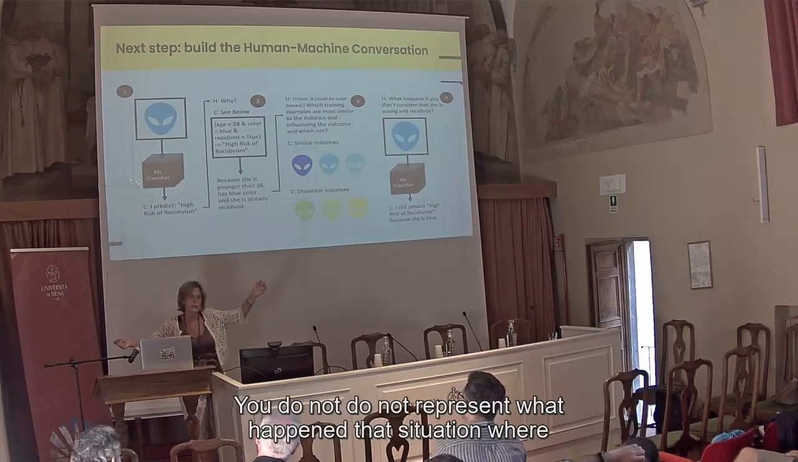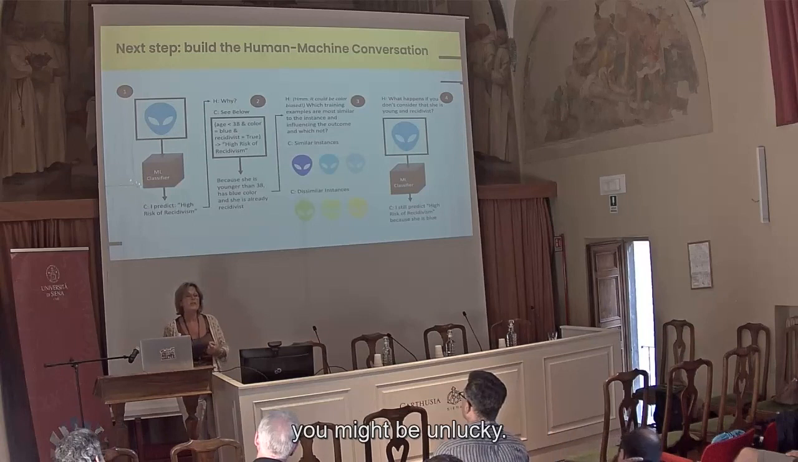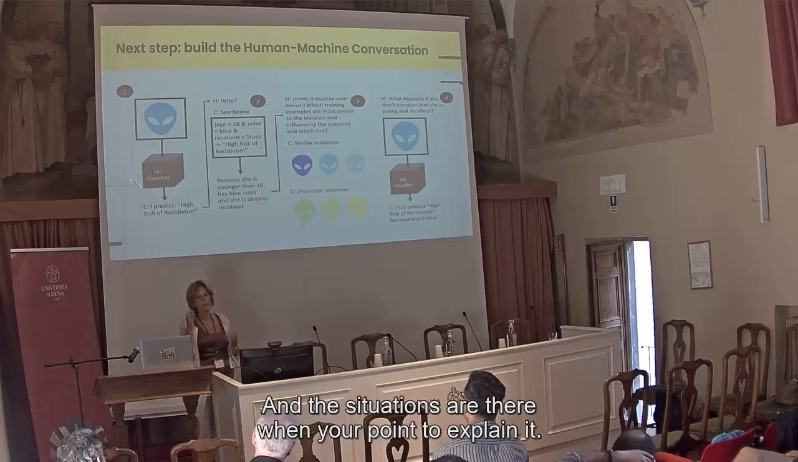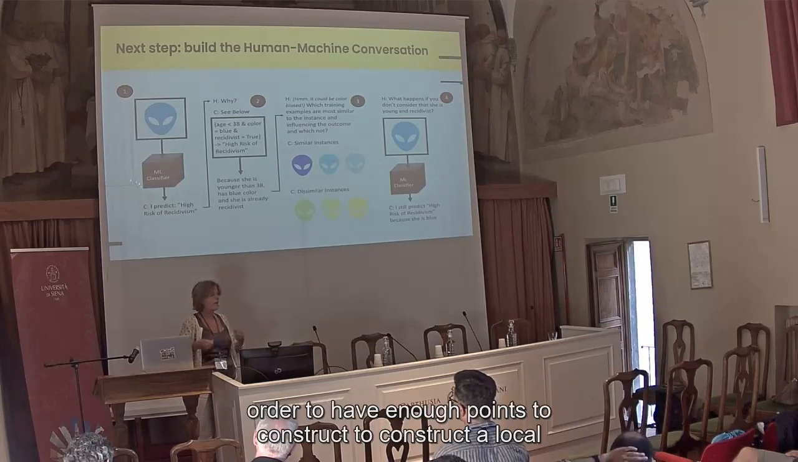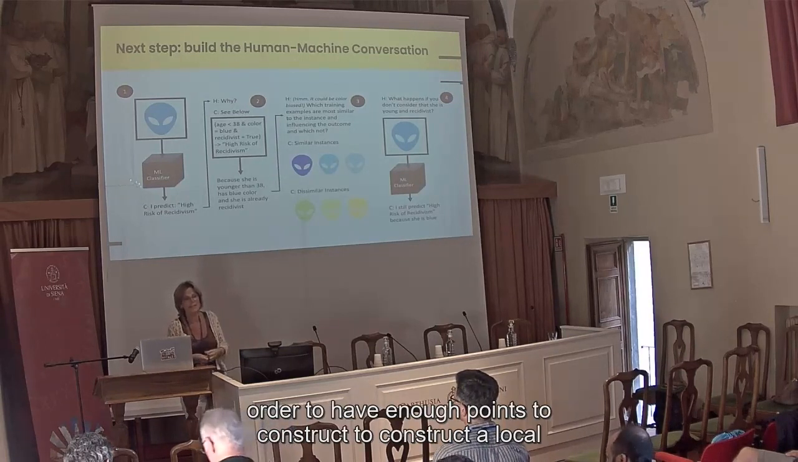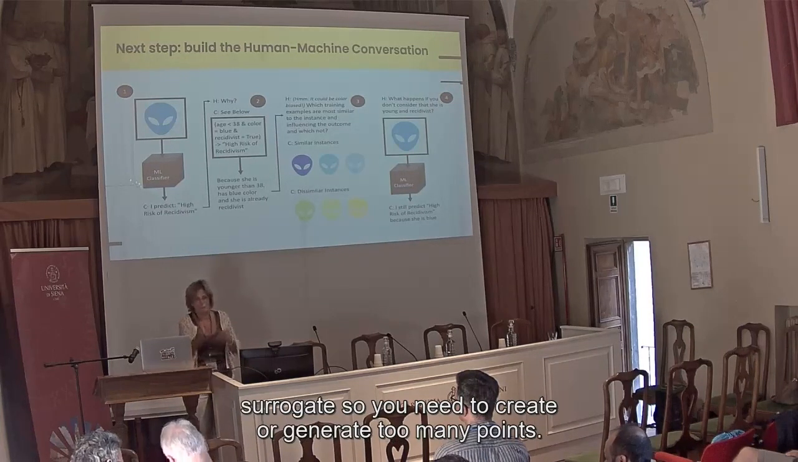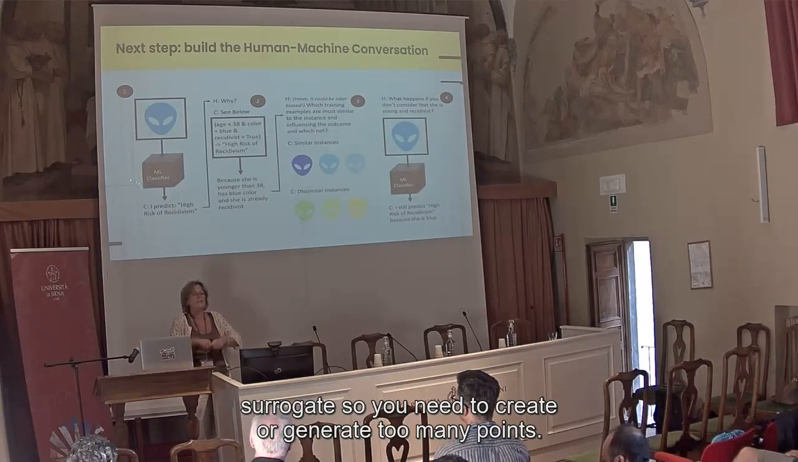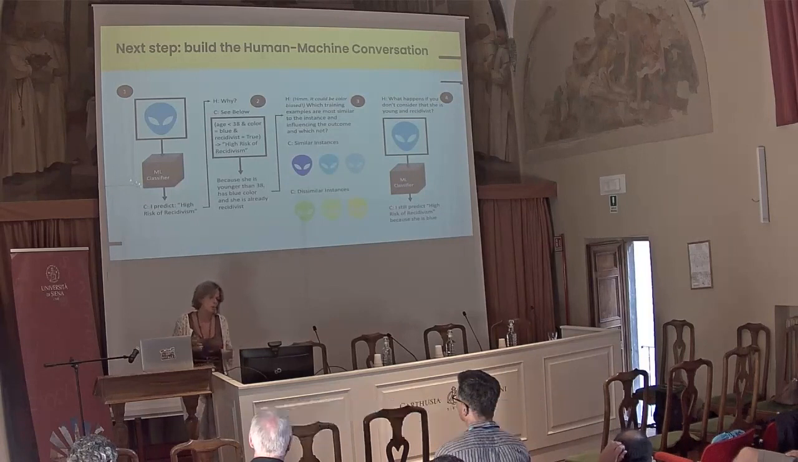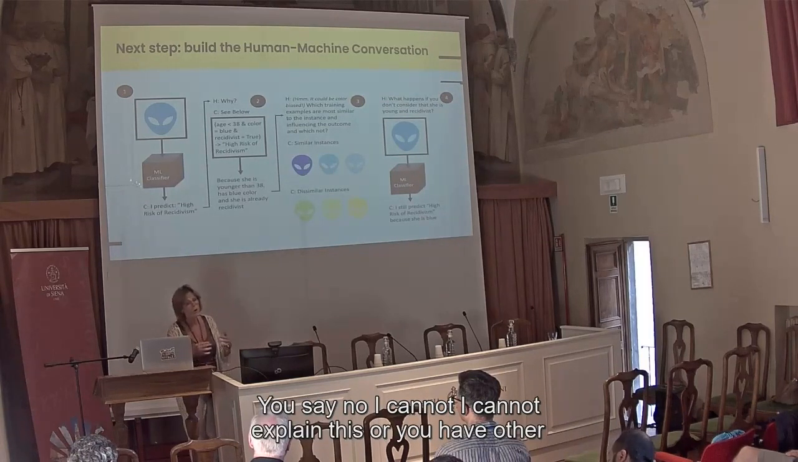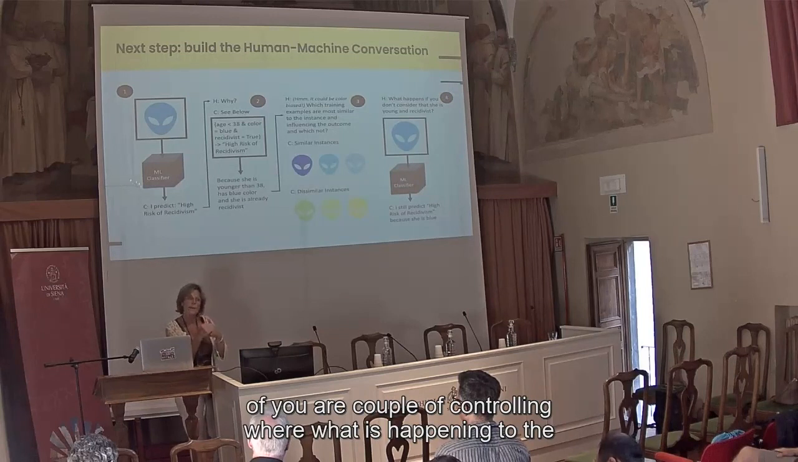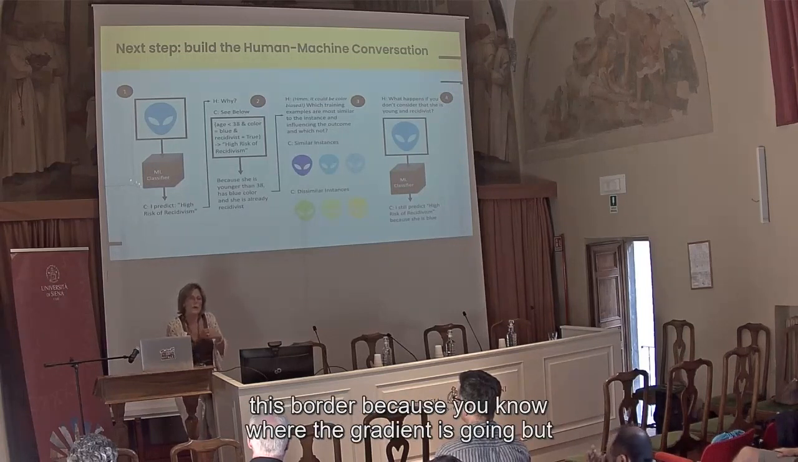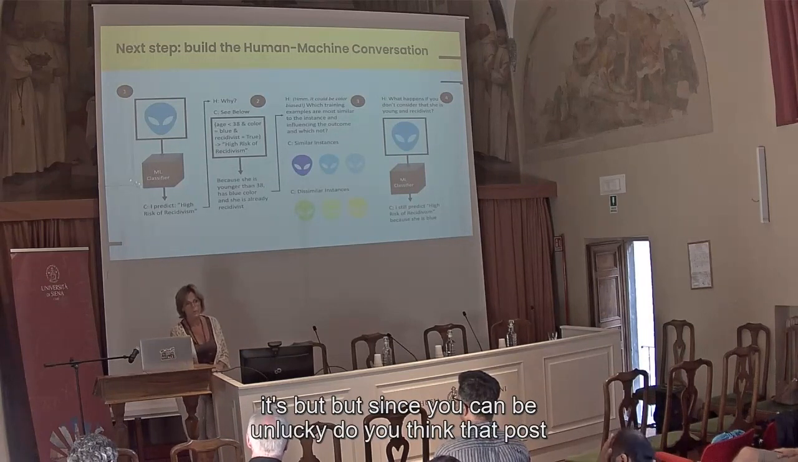It is local. There are situations where you might be unlucky, when your point to explain is very far away from the decision border. There, in order to have enough points to construct a local surrogate, you need to generate too many points. Those are the situations where you have to stop. You say no, I cannot explain this, or you have other methods like the one that I was saying before. So you go in the latent space and you have a sort of control of what is happening to the decision border because you know where the gradient is going.